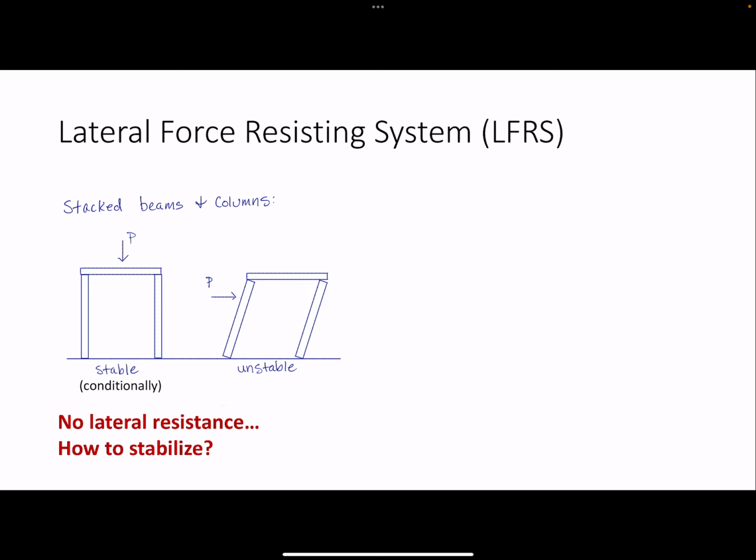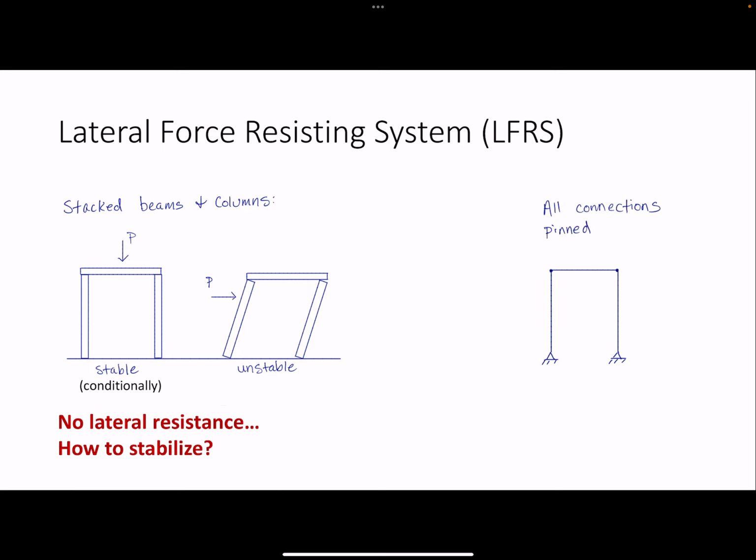So we're going to talk now about lateral force resisting systems. If you think about just stacked beams and columns, right? Every child does this with blocks. You can stack things and it can be stable conditionally, right? But as soon as a lateral force is applied to that, it's just going to fall over and topple. So how can we stabilize it to resist lateral forces?